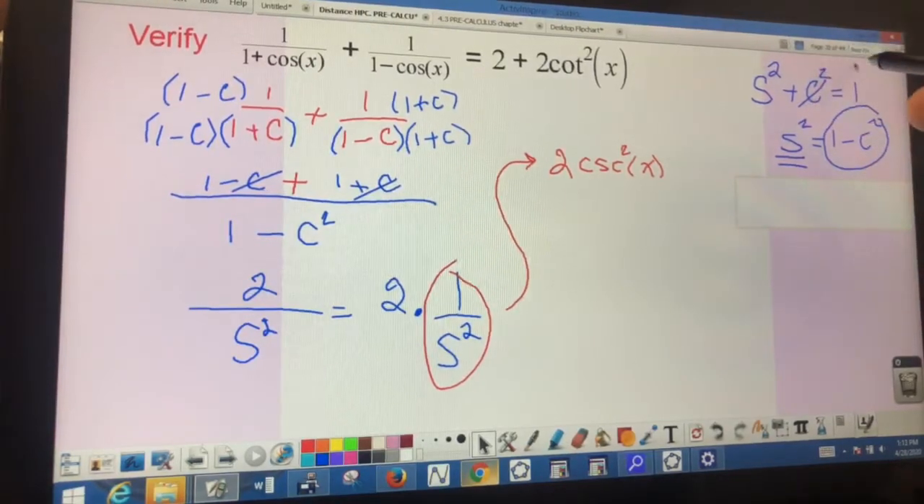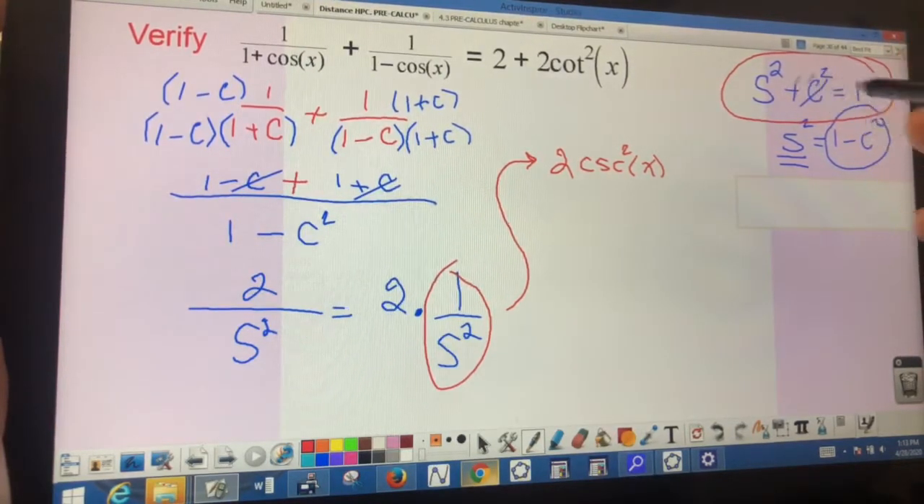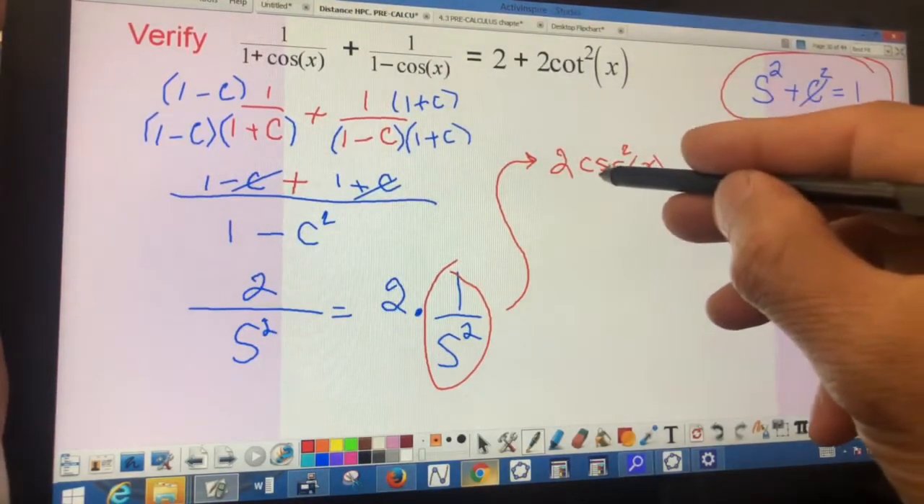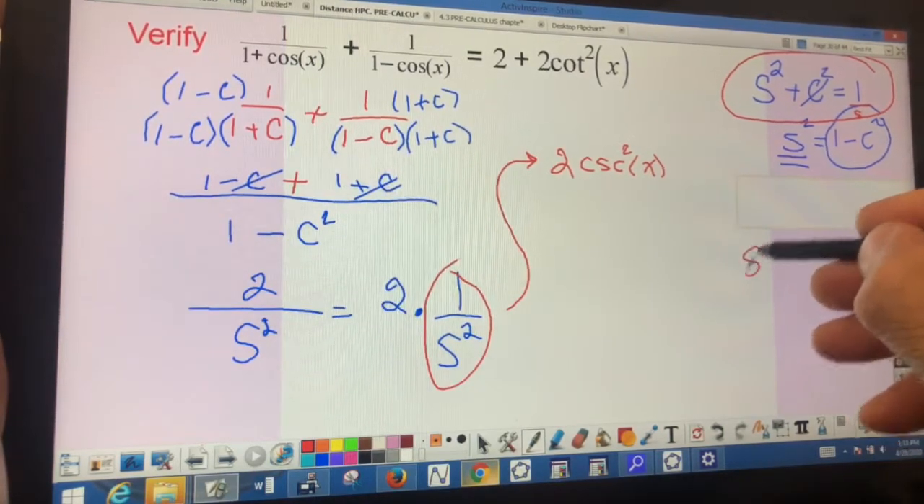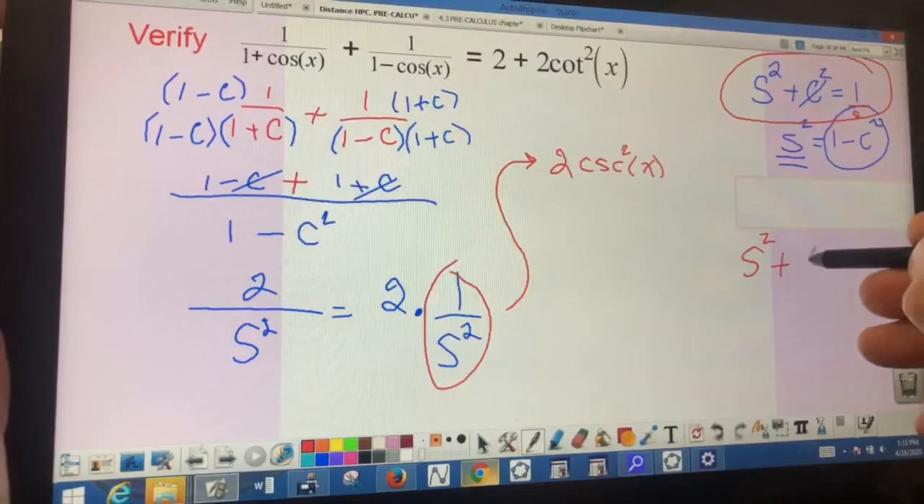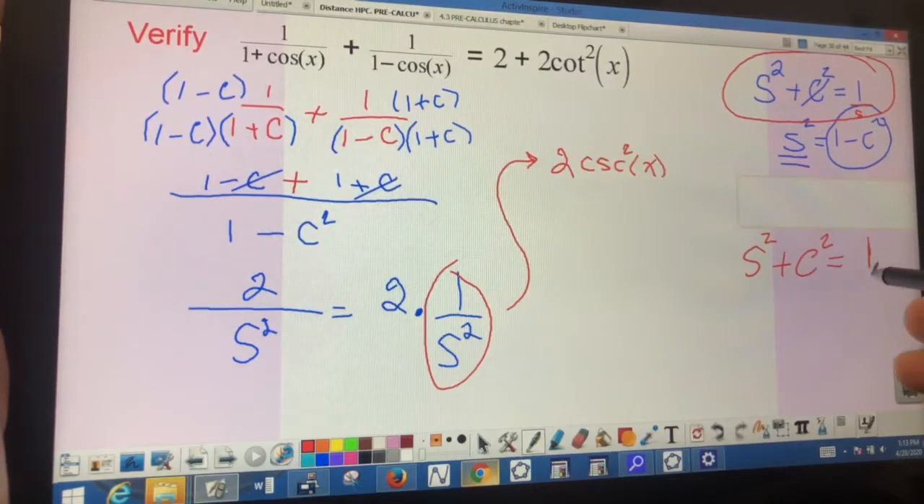So I'm going back to my Pythagorean theorem right here. Remember, I taught you guys how to simplify this. If you want cosecant, cosecant is 1 divided by sine. If you want square, you have to get a square on top. So let's see how that works again. So there's 1 here. So sine square plus cosine square equals 1.